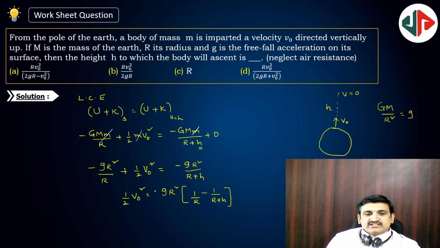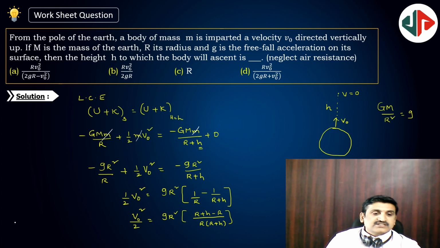Now what I did: gR square I took common and brought the rest on one side, right? So v naught square, H we want. v naught square by 2 is equal to gR square into, cross multiplication also takes time, so R into R plus H, and this will be R plus H minus R. So R and R get cancelled. Later we will divide with H so that it will be good for us.